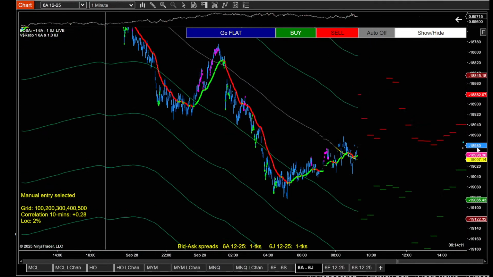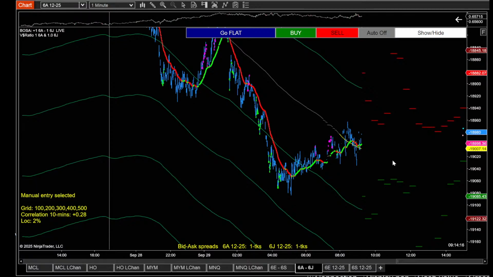6AJ. Now you can also spread the 6A against the 6N, and that's the Australian dollar versus the New Zealand dollar. That one doesn't move much at all, though. Oh, one other spread type I didn't mention is the intercalendar spread. So you can spread the front month against the back month.